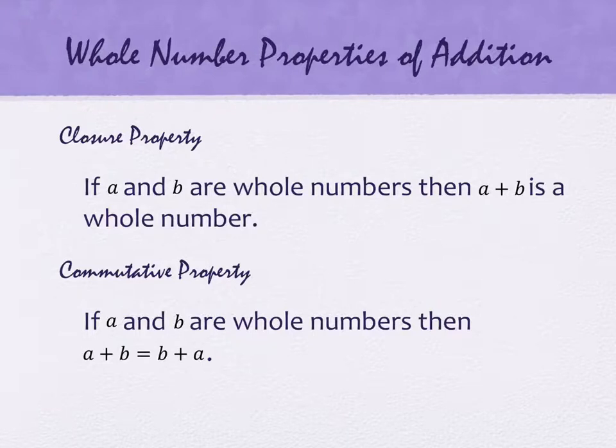The second one is the commutative property. The commutative property says that the order of addition doesn't matter. Whole numbers in addition, right? So if I take A plus B, it's equal to the same thing as taking B plus A. And kids work with this all the time without sort of thinking about it, right? It's going on in the background of the problem.